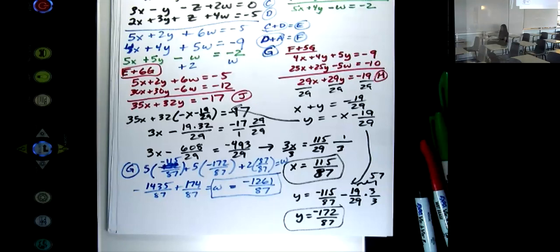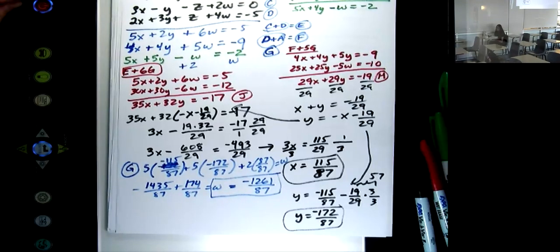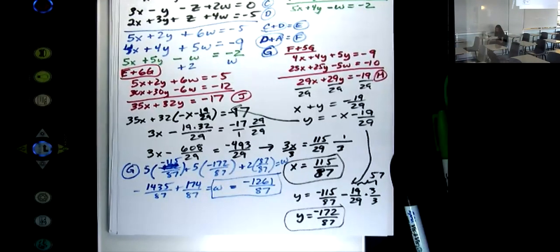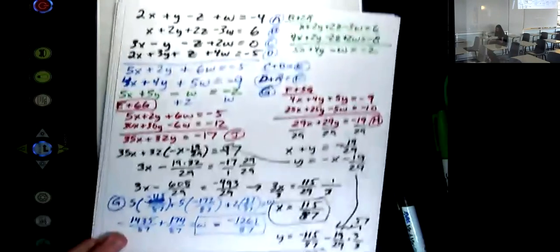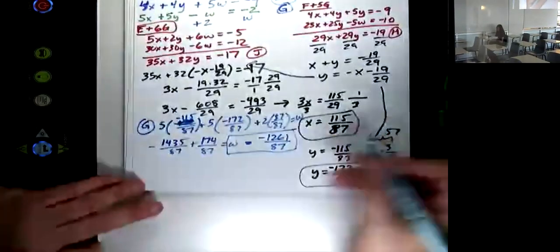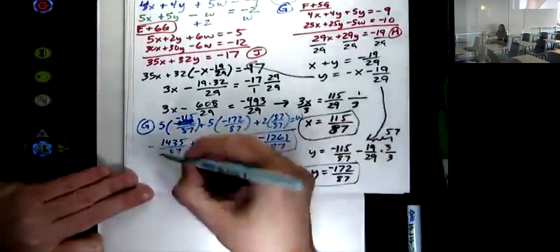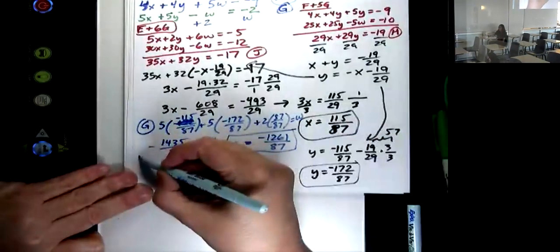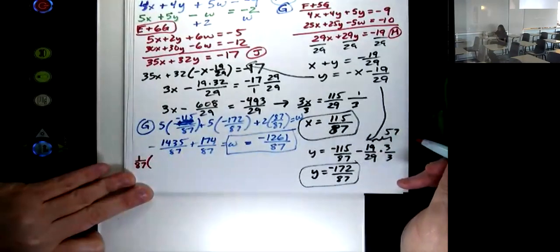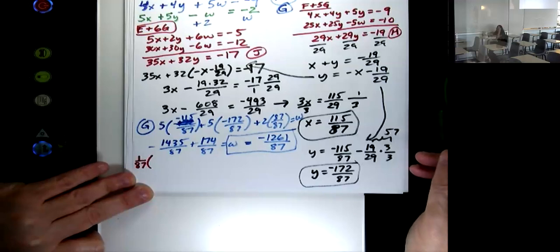We need to go all the way back up to the original equations. I need to pick one that makes this as easy as possible. I think maybe A is the easiest one, just because there's a lot of coefficients of 1. So we'll do A. I'm going to put the 1 over 87 out front, because I'm tired of writing 1 over 87. I can just add it later.